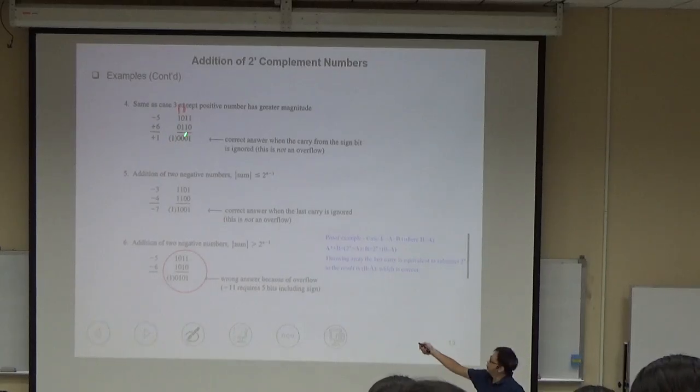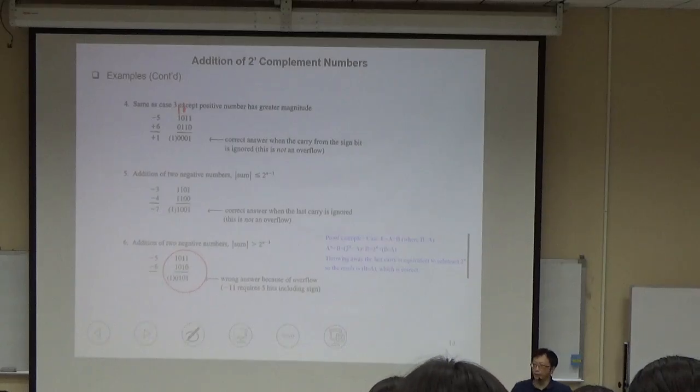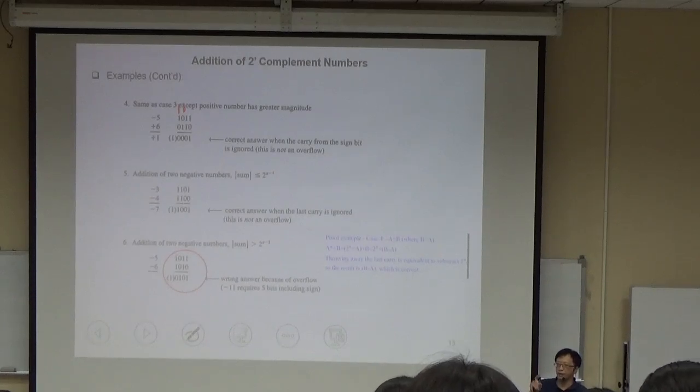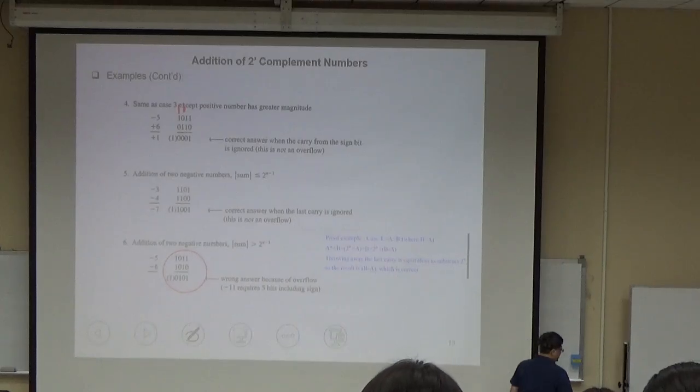For this result, if there is a carry from the last bit, since we only have 4 bits, there is a carry into the fifth bit. If there's a carry, we just skip it. This one is skipped, and we just keep this result.